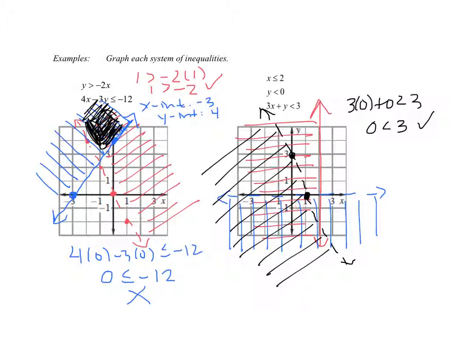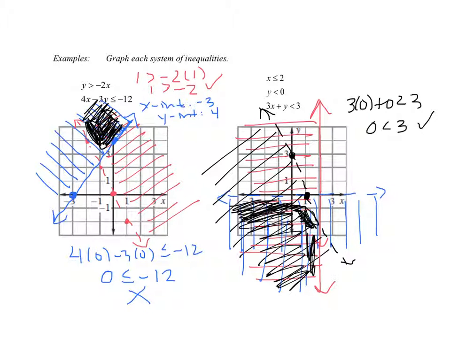Right? So it's bounded by the black dotted line here, the horizontal line, and the red vertical line. I should actually extend that line so that you can see where it ends. So I'll darken the region. And again, any point in this region is going to satisfy all 3 of these inequalities.